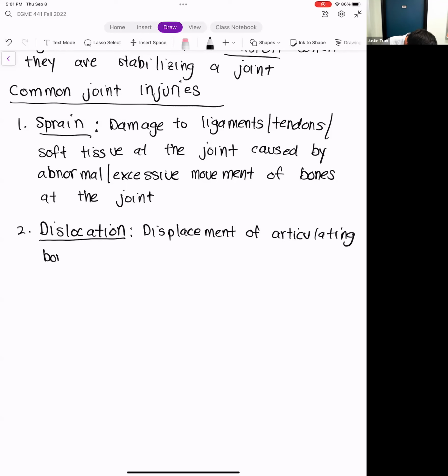Oftentimes we describe a dislocation as a bone popping out of its joint, and that's really what it is. Every joint has a designed way for the bones to fit together. If you ever reach a point where the bone is not fitting together at the joint, then that's a dislocation. All right, so where are these most common? These are most common in the shoulders, the fingers, the knees, and the elbows.